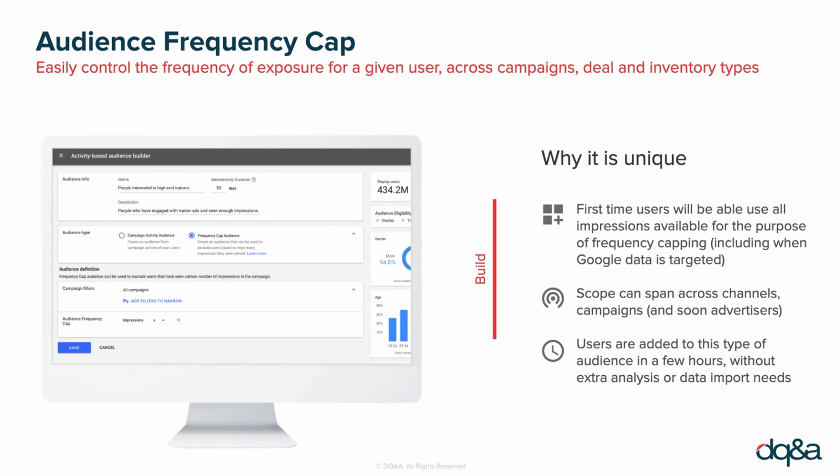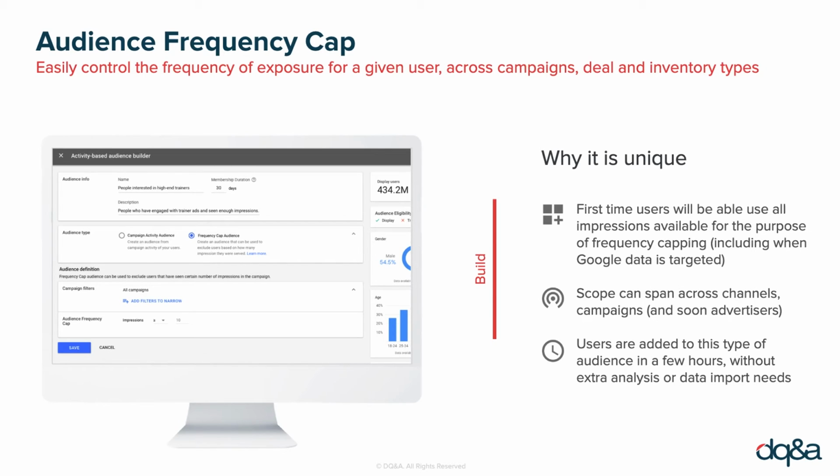Some current limitations, again: it can only be based off activity within a given advertiser for now. For audience frequency cap, YouTube impressions are also not eligible for now. An example of a use case, this would be great if you want to avoid overexposure of your audiences across campaigns, to save wasted impressions and increase your reach and potential, and avoid reaching the same people with different messages when you have multiple campaigns running at the same time.